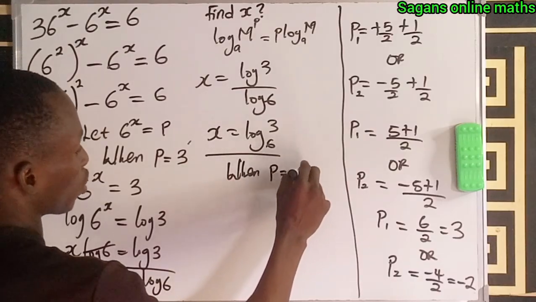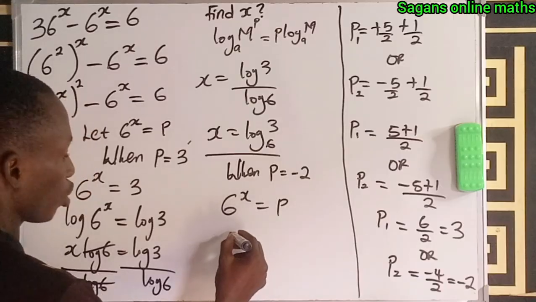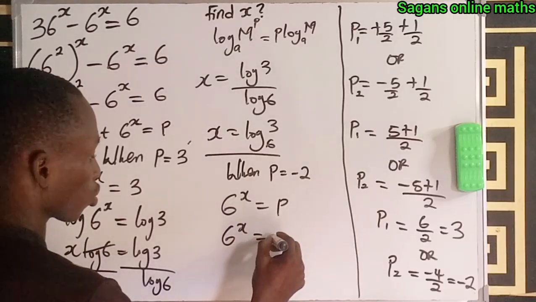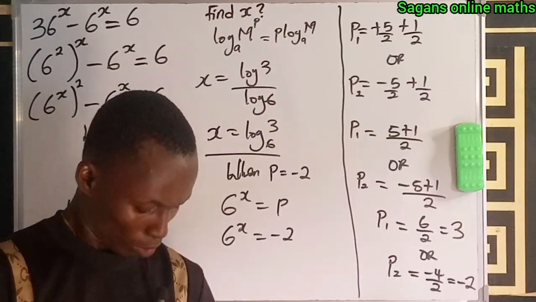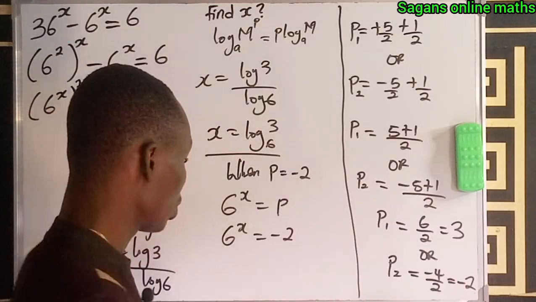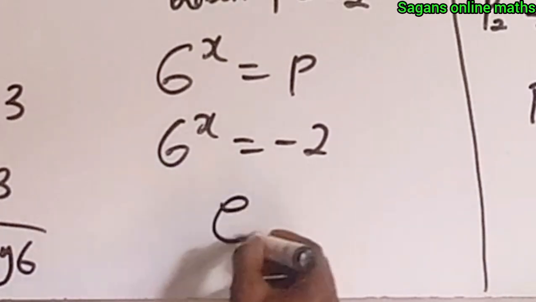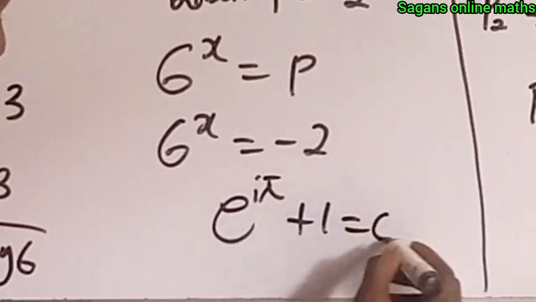Now when P is equal to minus 2, we know that 6 to the power of x is equal to P, so 6 to the power of x is equal to minus 2. Wow, but here we have a negative sign. What are we going to do? By obeying one of the properties of Euler's identity, we know that e to the power of i pi plus 1 is equal to 0.